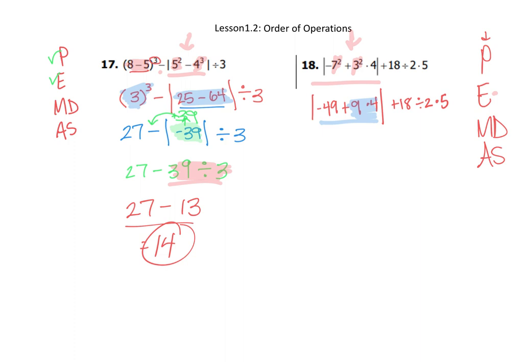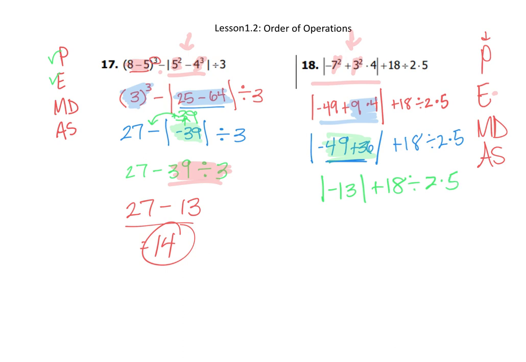Okay, so coming down, we have the absolute value of negative 49 plus 36, plus 18 divided by 2 times 5. Now that I've got these down to two numbers, I can put them together with some addition. Negative 49 plus 36 is negative 13. So we have the absolute value of negative 13, plus 18 divided by 2 times 5.